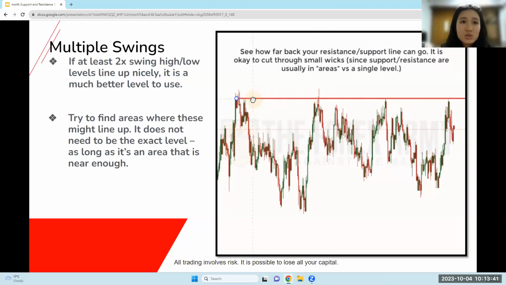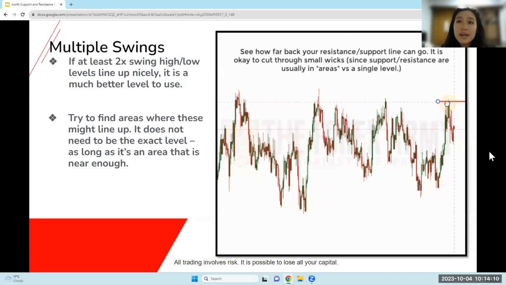So if at least two swing high or swing low levels line up nicely, these are typically much better levels to use. So you should try to find areas where these might line up, and it does not necessarily have to be at the exact same level because these tend to be areas more so than levels. So in this GIF here, you want to see how far you can.